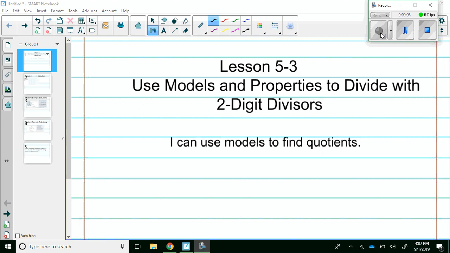Hi, tonight's lesson is lesson 5-3, use models and properties to divide with two-digit divisors. The I can statement is I can use models to find quotients. Press pause now in the video to write the lesson number, title, and the I can statement on a new page in your math notebooks, then press play when you are ready to continue.